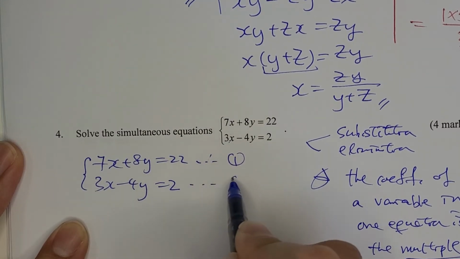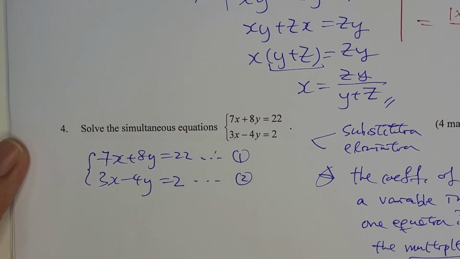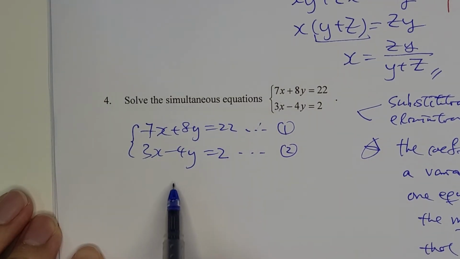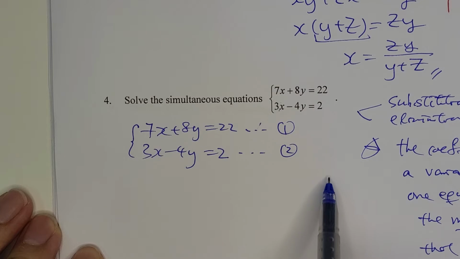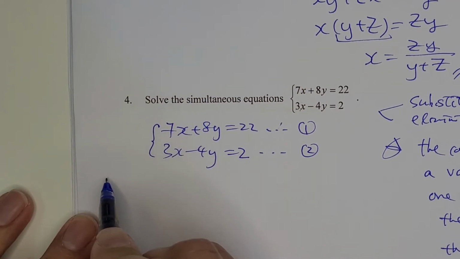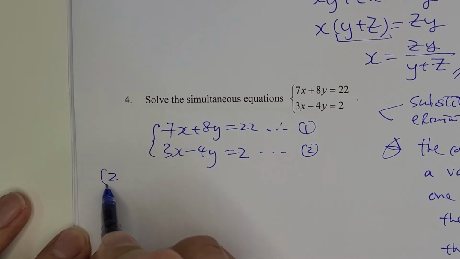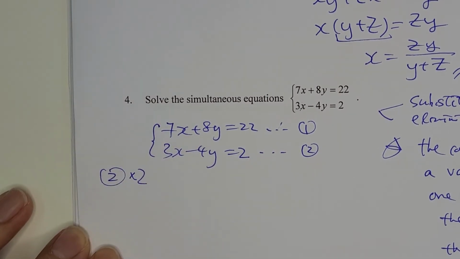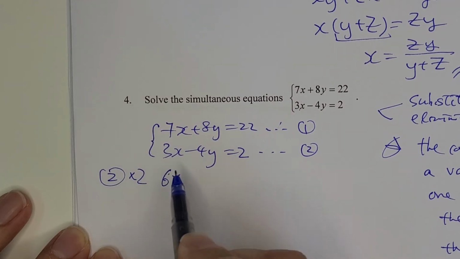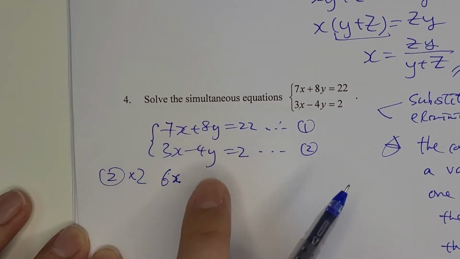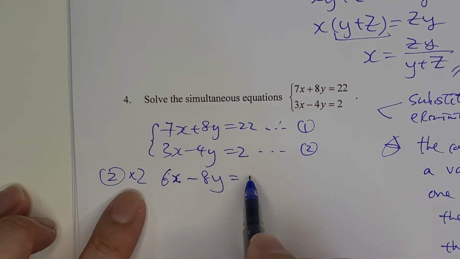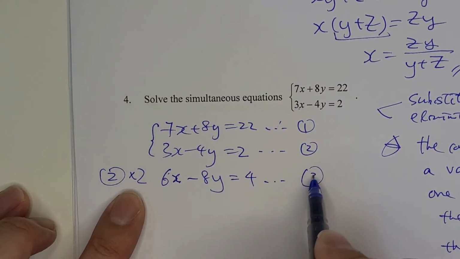Equation 1, equation 2. And how to present it more tidily. Some of you may write down, okay, 2 times 2 here, then you write down the equation here, then you cannot match, all right? What I would do is this one. I write down equation 2 times 2. Why I write in this way? Then I will start to write down 6x here. 3 times 2, that's 6. Negative 4 times 2, negative 8, equals 2 times 2, 4. And we call it equation 3.